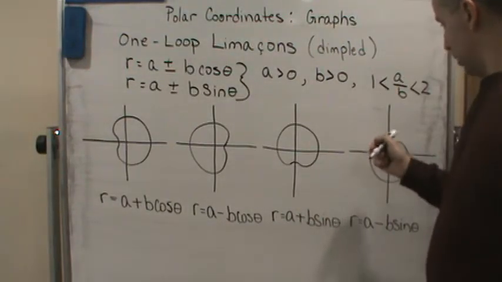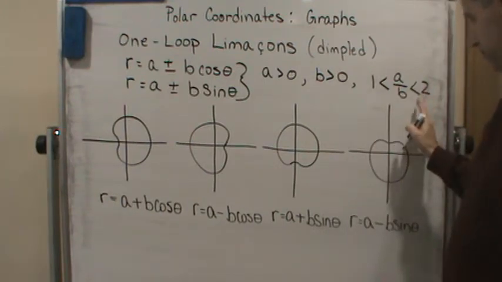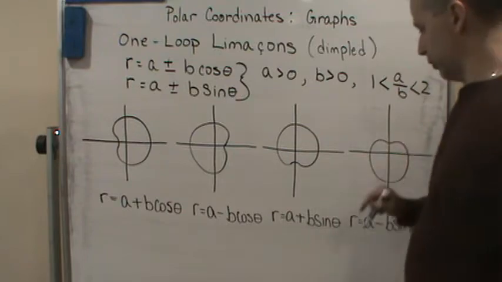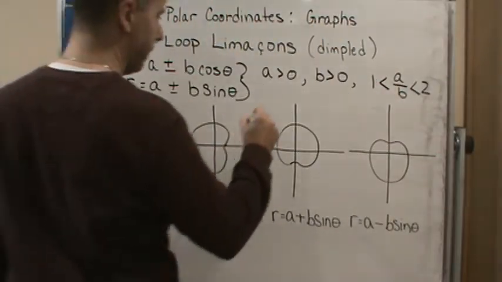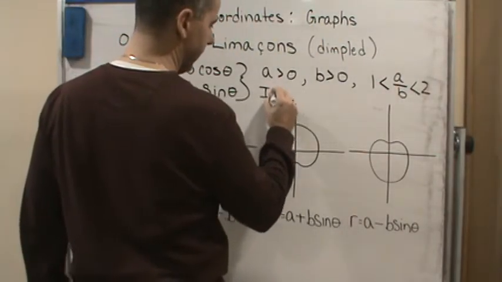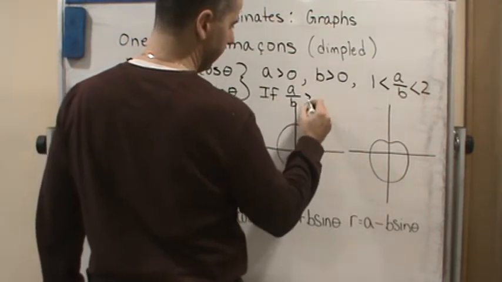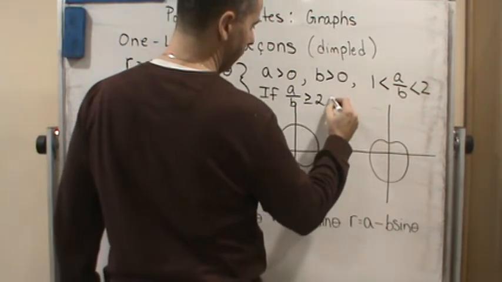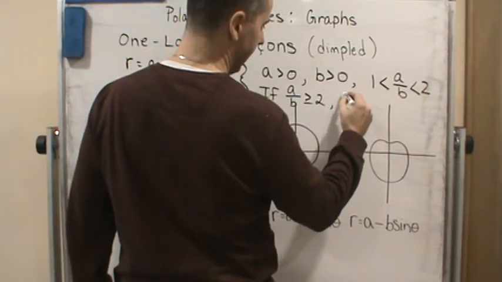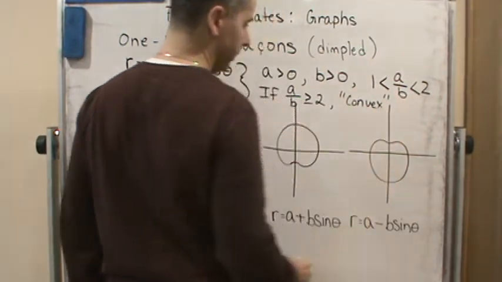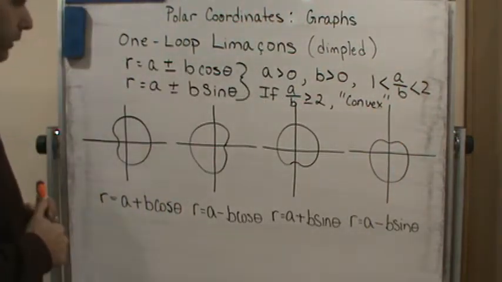Now the other part of this is what's called a convex Limaçon. Convex is if the ratio is bigger than or equal to 2. So I'm going to write this: if the ratio of A to B is bigger than or equal to 2, then what you have is a convex Limaçon.